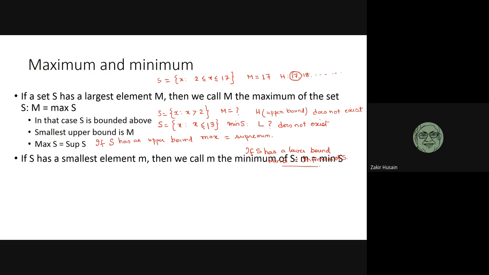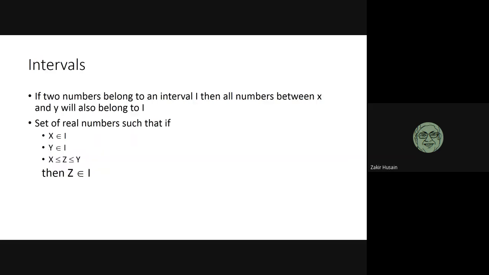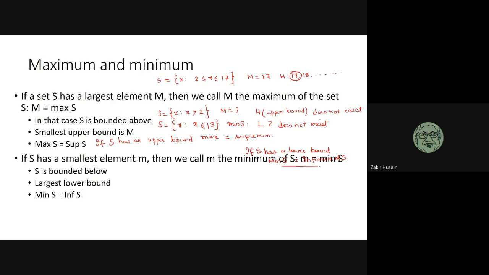Okay, so let's just check. If S has a smallest element, small m, we call m the minimum of the set. If S is bounded below, then the minimum of the set is equal to the infimum of S. Okay.